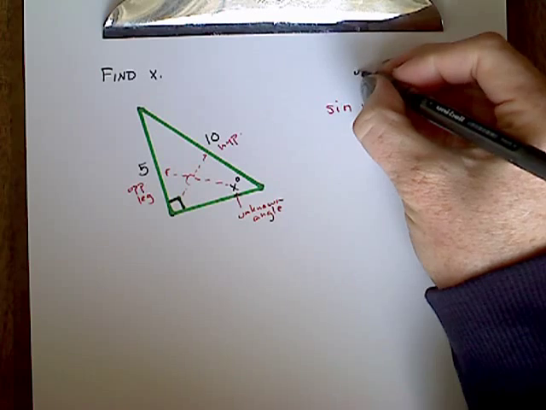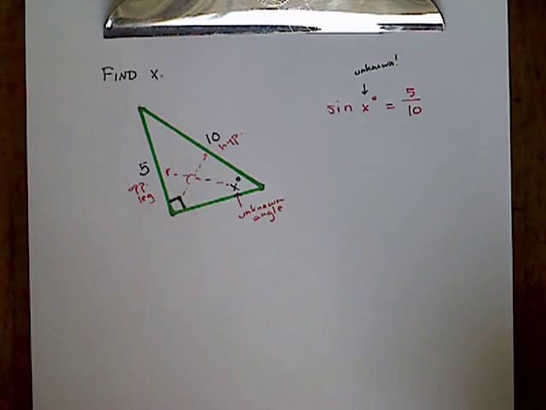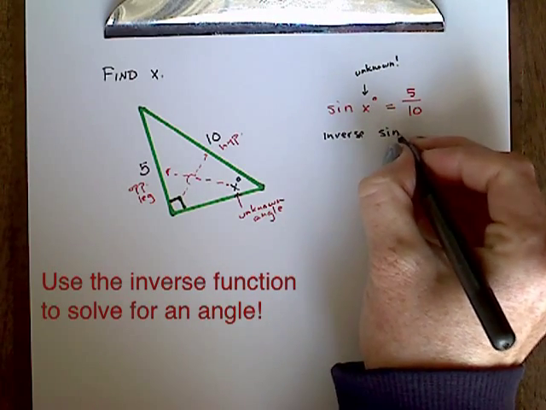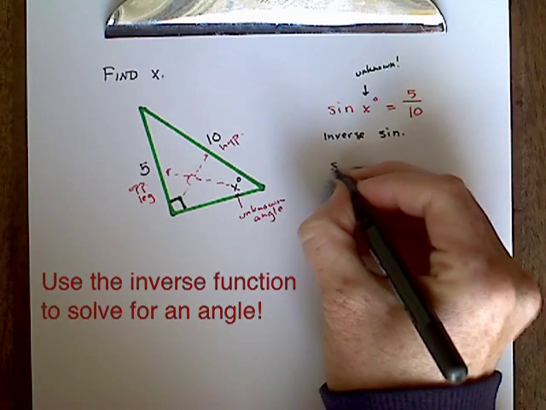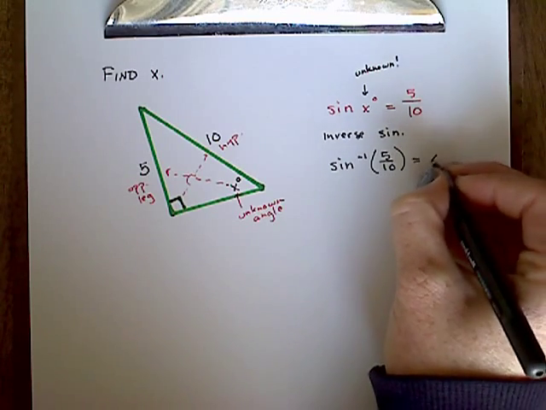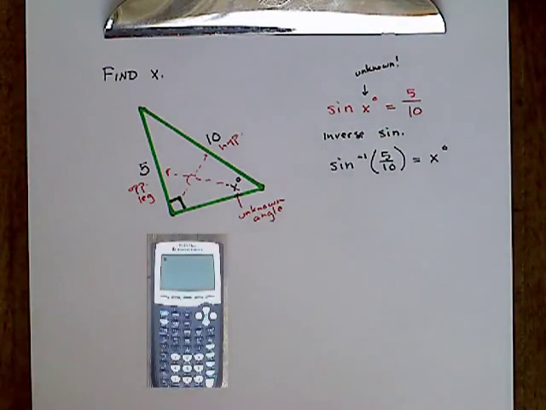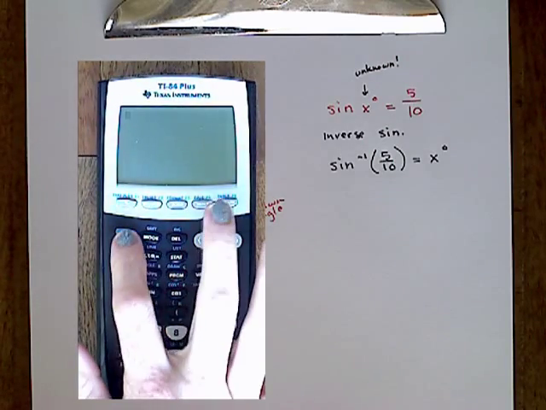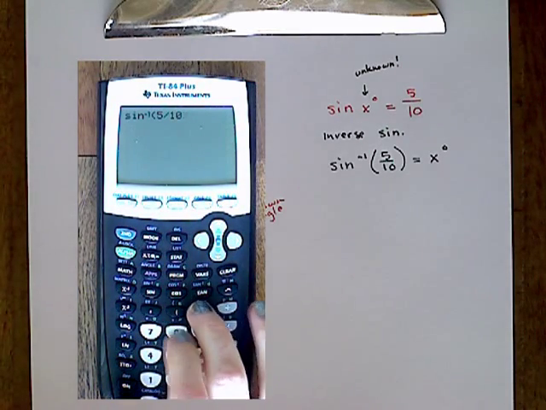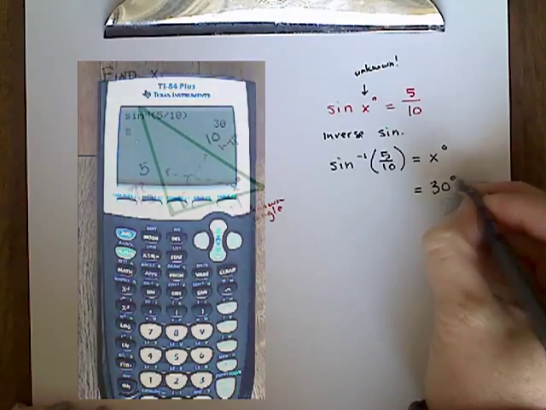Now, x is inside the sine, so we can't solve for it this way. Instead, we're going to use the inverse function, which we write as sine^-1 of the ratio 5/10 equals x. To do this in the calculator, usually the inverse sine function is the second function of the sine button. On my calculator, you can see it's in blue above sine. You simply type that in, type in 5/10, and you end up getting an angle measurement, which as you can see here is 30. So in this case, x equals 30.